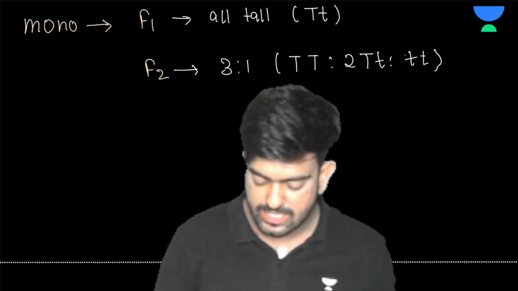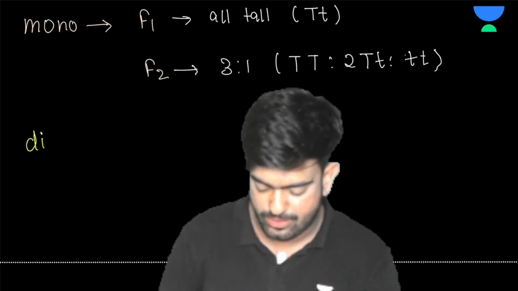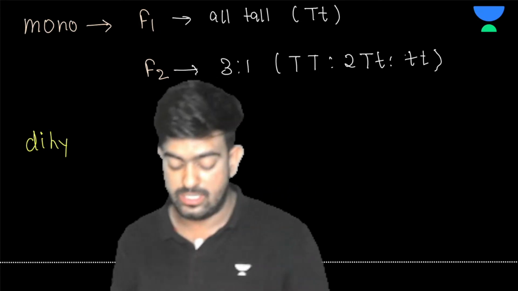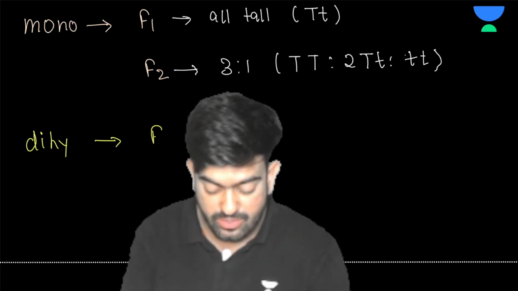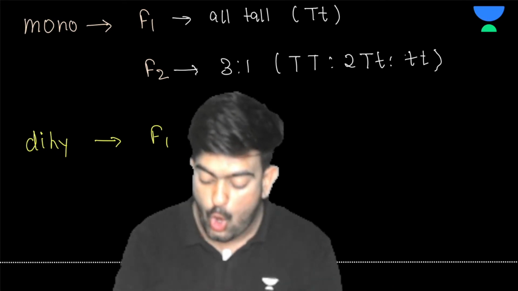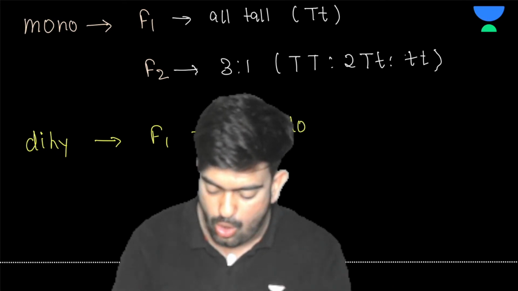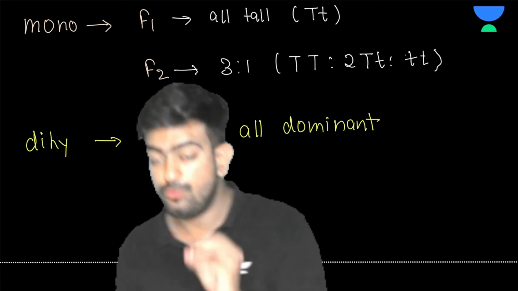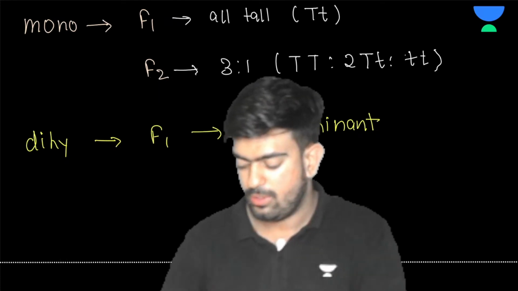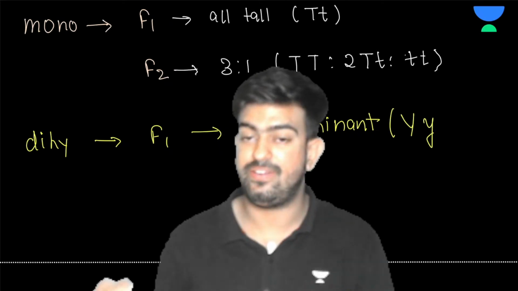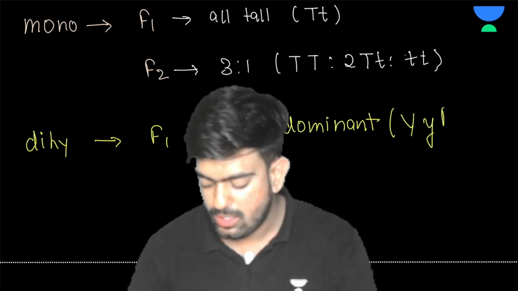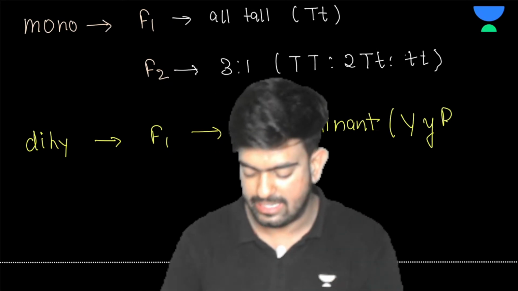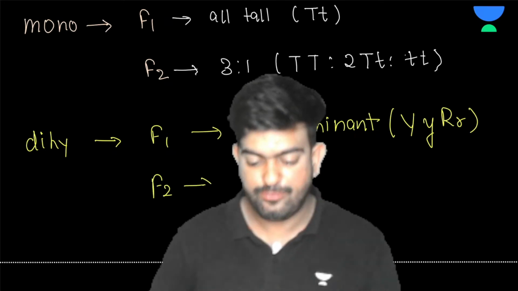Now what have we discussed? We discussed the dihybrid cross, right? In the dihybrid cross F1 generation, what did we have? All dominant. Yes or no? Yes, sir. The genotype there was capital Y small y, capital R small r. Right? Okay, great. Now let's go on with the F2 generation.